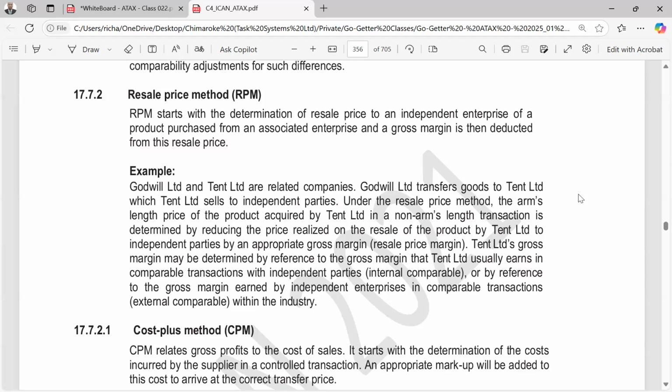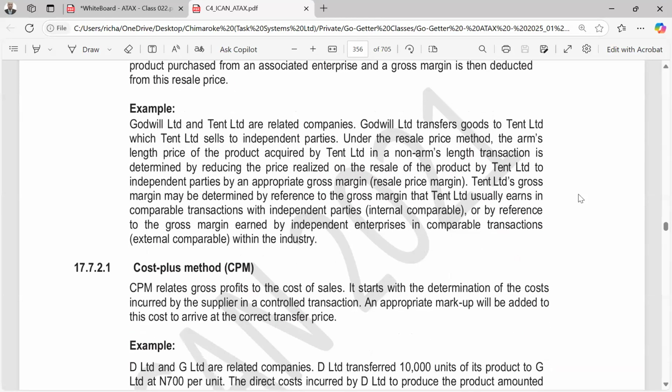How much did you sell what you bought? You sold it at arm's length. You didn't buy it at arm's length. And so they will use the resale price method to determine what the arm's length purchase would have been.